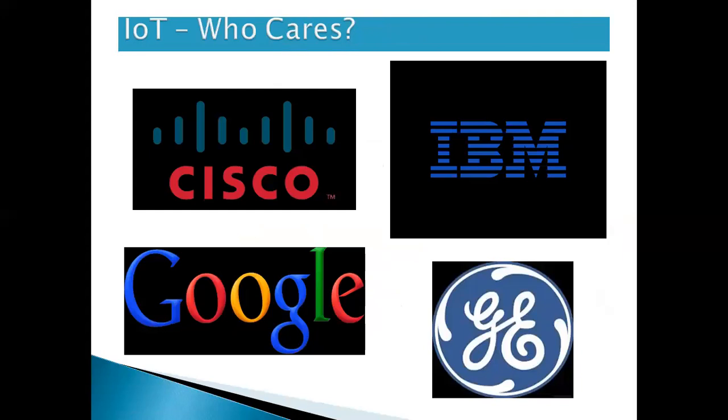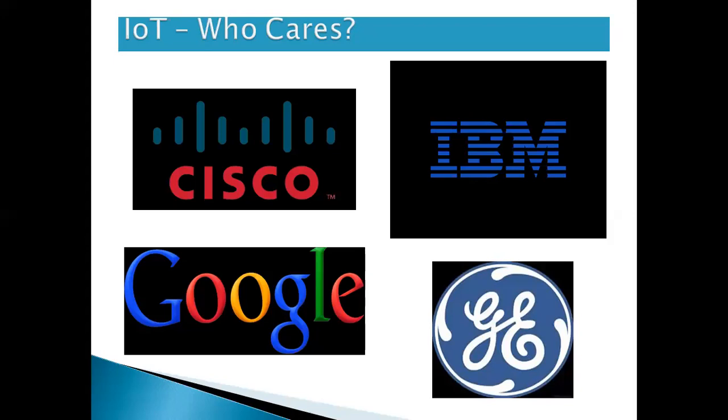Now, who cares for IoT? Companies like Cisco, IBM, Google, and GE have invested a lot in IoT. Cisco has systems for manufacturing, for retail, and for education also. So campus management systems are also available with Cisco.